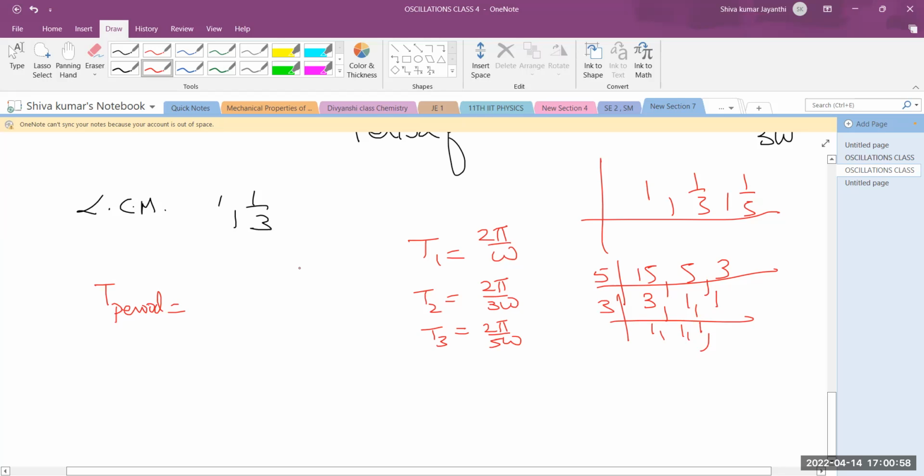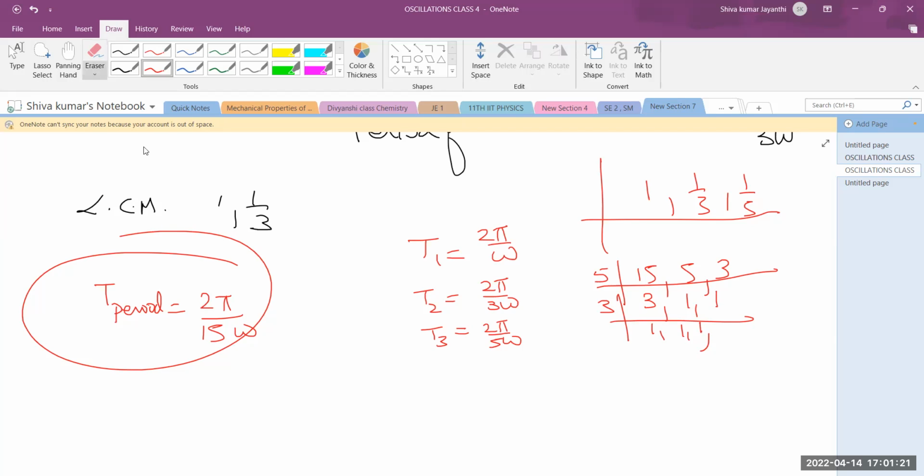Understood what I did? Instead of this one, what would I write here? This is multiplication of 15. If you multiply 15 by this and this, what will you get? 2 pi by. Okay. Understood this? We have done this.